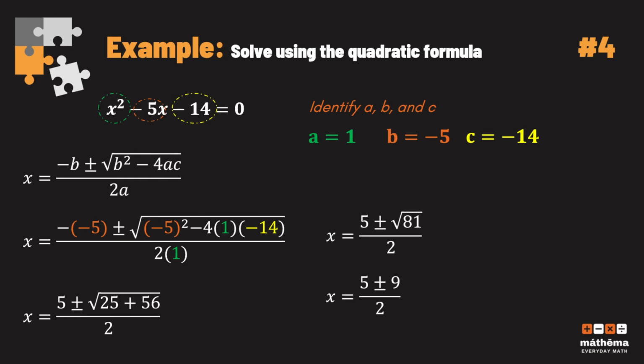We now solve for x. We will have x is equal to 5 plus 9 over 2, which is 7. The other one is x is equal to 5 minus 9 over 2, which is negative 2. So therefore, the solution for this problem is negative 2 and 7.